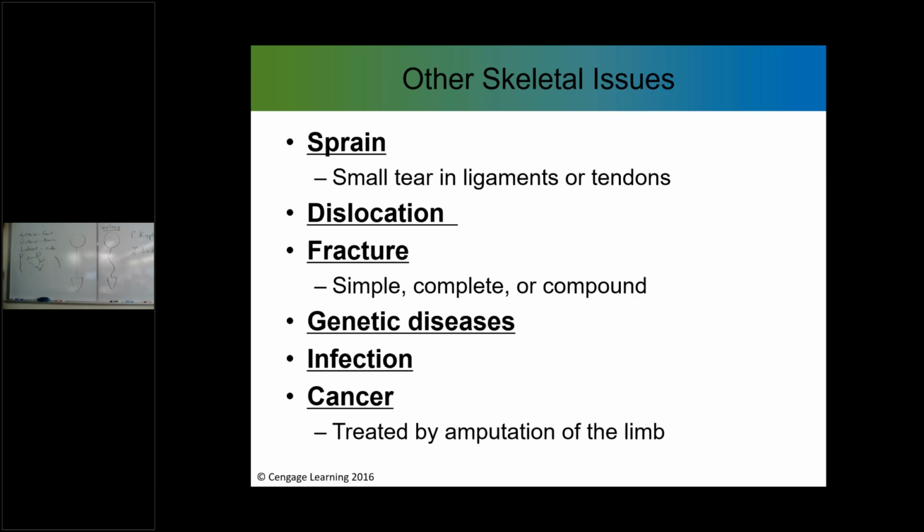So you'll see here that fractures, we'll look at an image in just a moment. There are different genetic diseases, infections, cancers. There are multiple issues that can go on with bone. Go ahead. Is it true that a sprain is worse than a fracture?